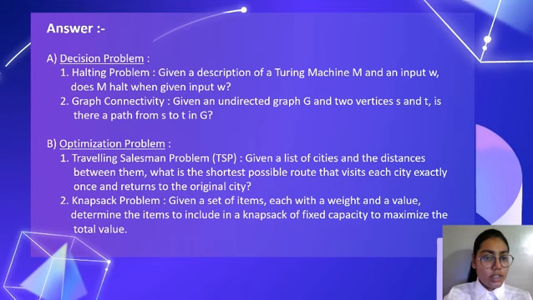The second one is optimization problem. For this, the traveling salesman problem: given a list of cities and distances between them.